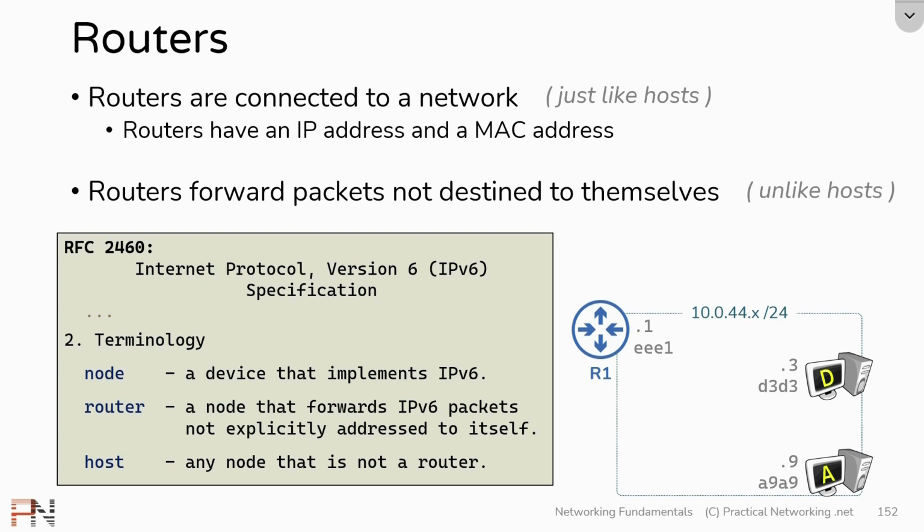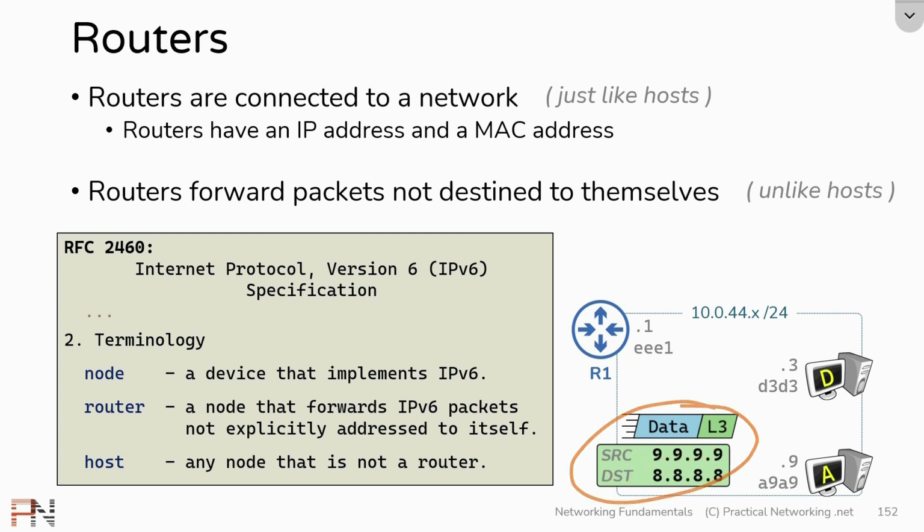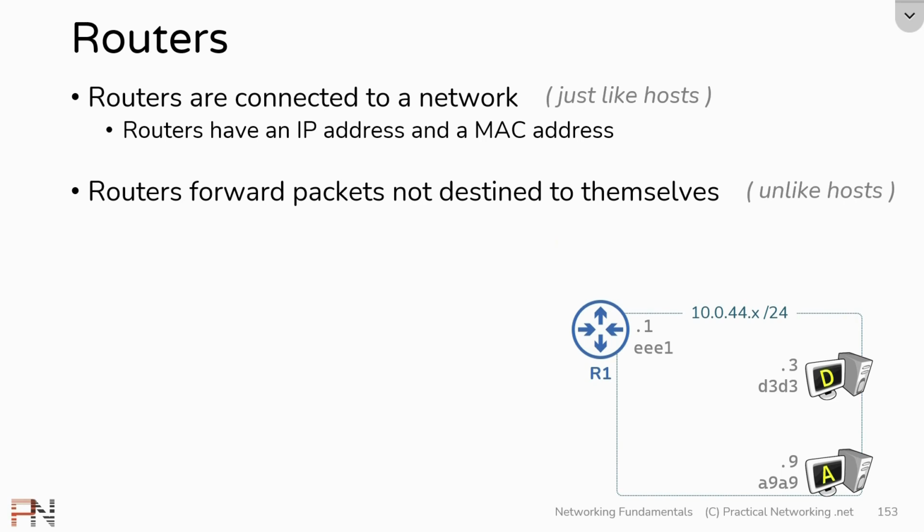For example, if this packet were to magically appear on this network and arrive on host D, it would take a look at the destination IP address, realize that it is not itself, and simply drop this packet. But if this packet were to arrive on router 1, Router 1 would recognize that it is not destined to itself, but would still try and deliver this packet to the appropriate destination. That is how hosts and routers are different.